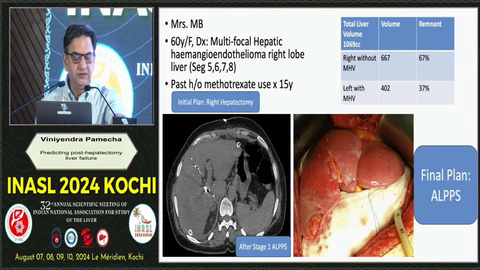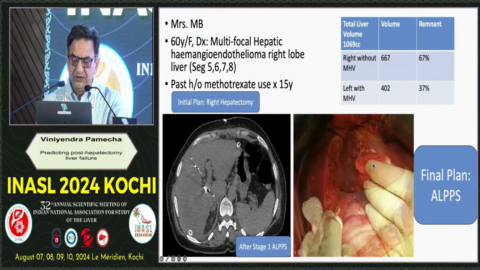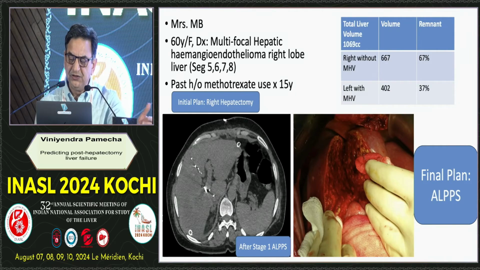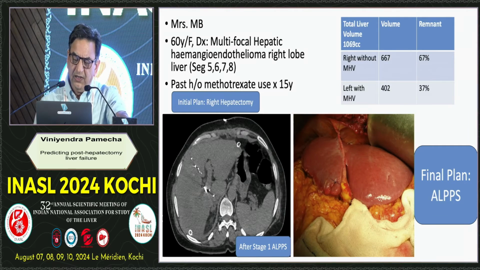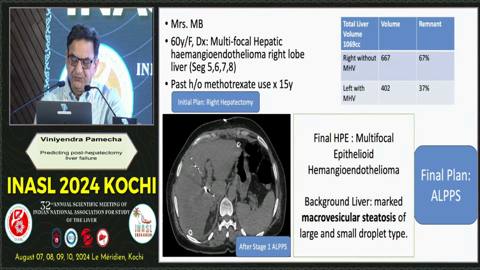This is going back at the second stage, and you can see there's a good hypertrophy of the left lobe there, and then we resected out the right lobe there. So this is a procedure called ALPS, which is commonly used as well, but it is more commonly used as a rescue procedure rather than an alternative for portal vein embolization. So that was her final histopathology: multifocal epithelioid hemangioendothelioma, and she did have macrovascular steatosis as well.